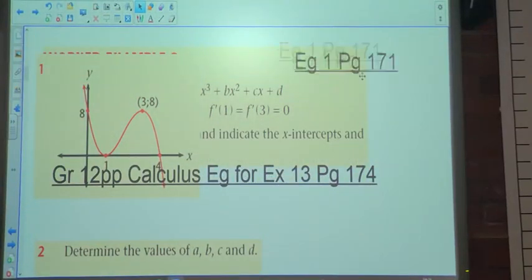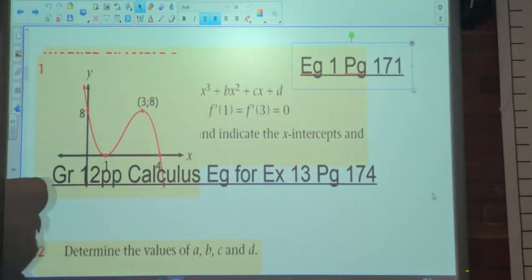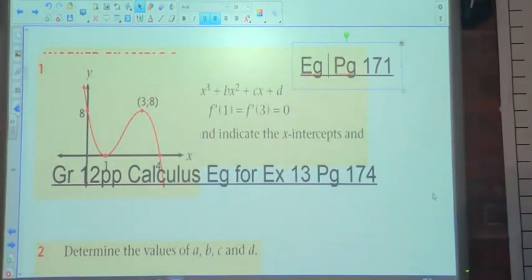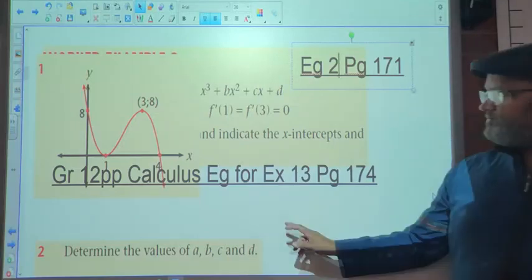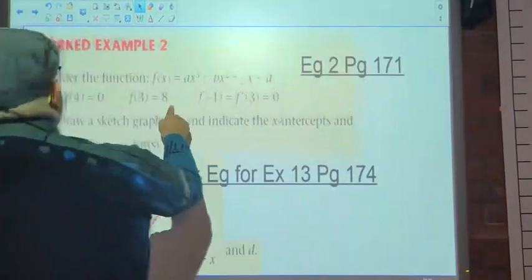The next one, this is example 2. Example 2, is that right? Sorry? Same page. Okay.